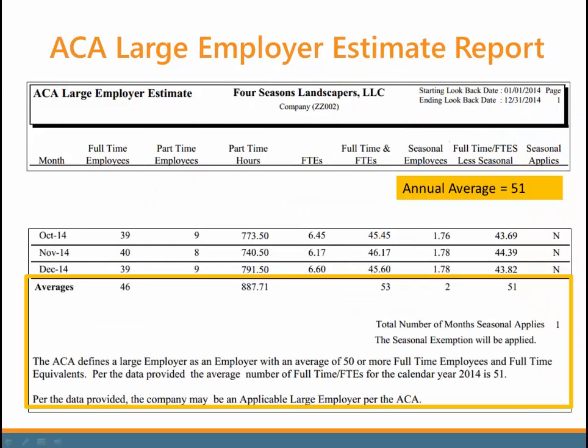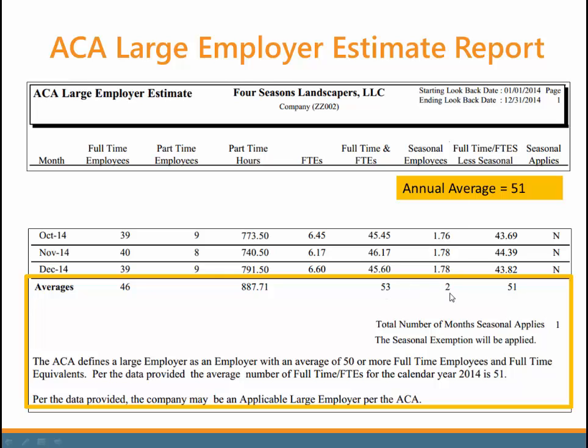Now let's take a look at the totals. I've split the screen so we still have the headings at the top, but we're going to focus in on the totals at the bottom. For the year 2014 for this company, they averaged 46 full-time employees, 887.71 part-time hours. This calculated out to be 53 full-time and full-time equivalents.